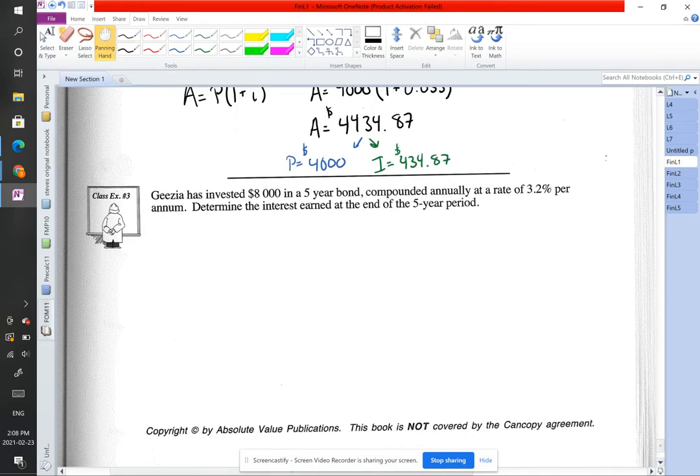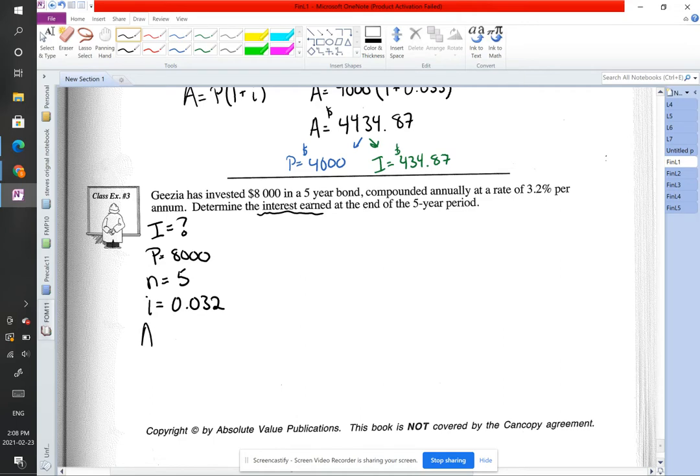So next question. Gizia has invested $8,000 in a 5-year bond compounded annually, which means every year, at a rate of 3.2% per year. Determine the interest earned at the end of the 5-year period. So we're actually not calculating the total amount, we're calculating interest earned. So we're looking for I. And sometimes it's nice to make a little list of everything you know. We know that our principal is 8,000. It's compounded yearly for 5 years, so our N is 5. Our interest rate is 3.2%, so 0.032.